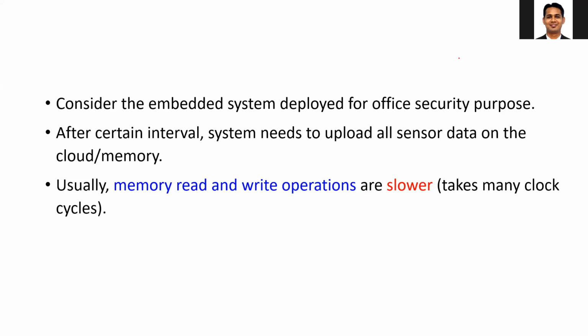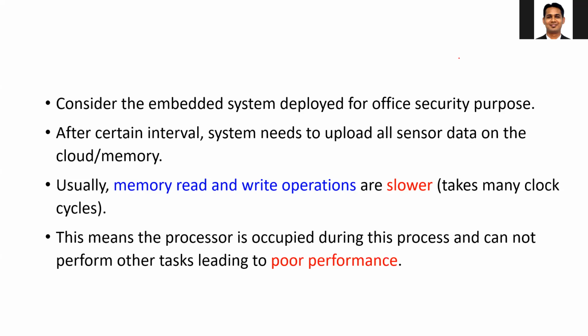And as we know, memory read and write operations are quite slow. It takes many clock cycles to read and write data from the memory, and it is significantly slower when you go for off-chip or external memories. So the processor is occupied during this memory transfer task, and that means the processor cannot perform other tasks, leading to poor performance. The processor has to transfer each byte of data, and that is a time-consuming process. During that time, the processor is occupied and may not be able to process other interrupts or other tasks as efficiently as possible.